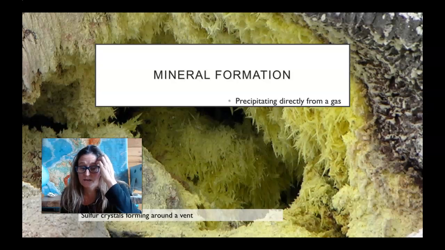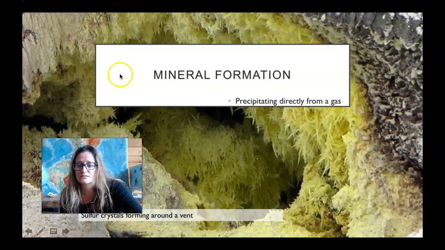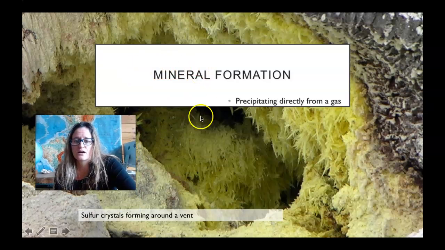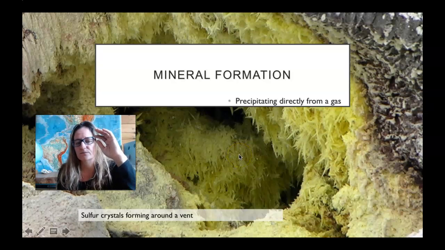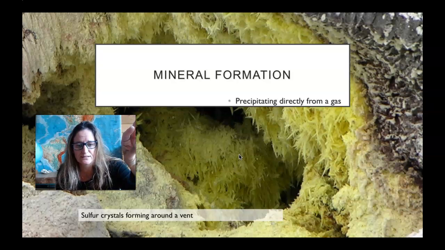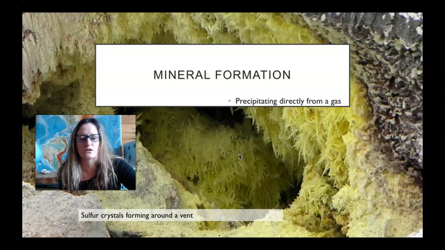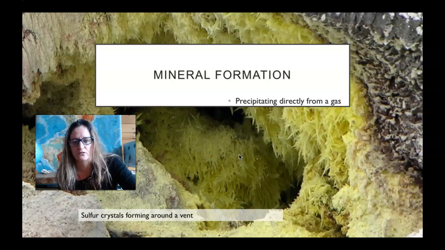There are minerals that can grow directly from gas. This is a vent from, say, near a volcano or a mantle, a magma chamber, and the vent is pumping out sulfuric acid, and some of that sulfur is precipitating around the rim of that vent. So those are sulfur crystals on a vent, maybe coming up from a magma chamber, and it's maybe associated with a volcano.